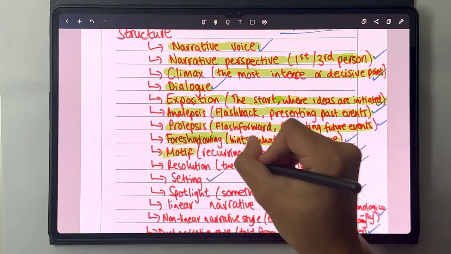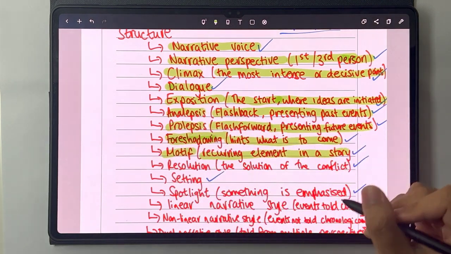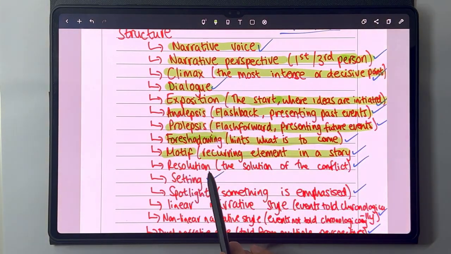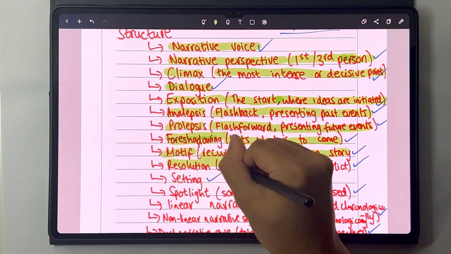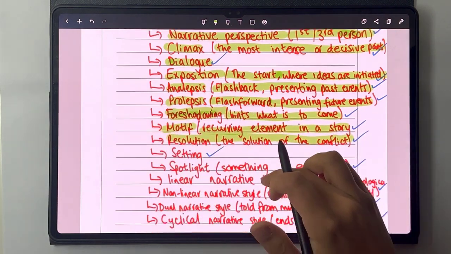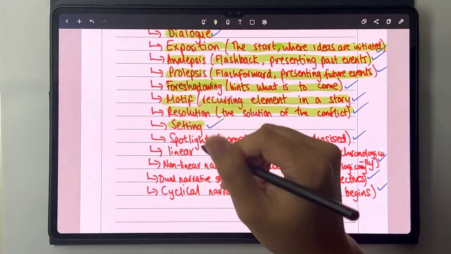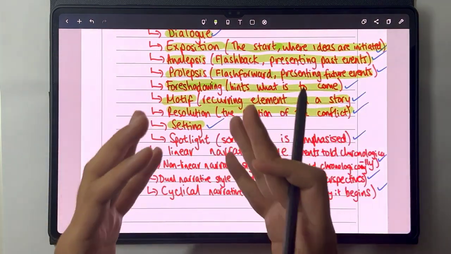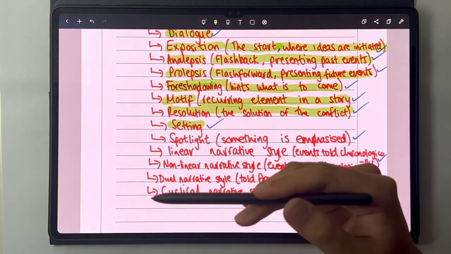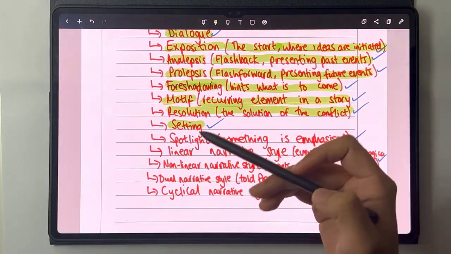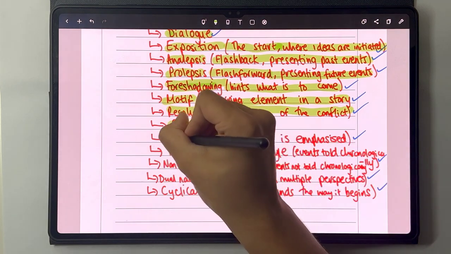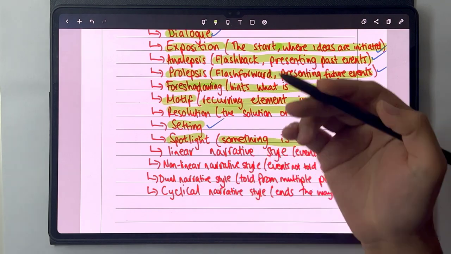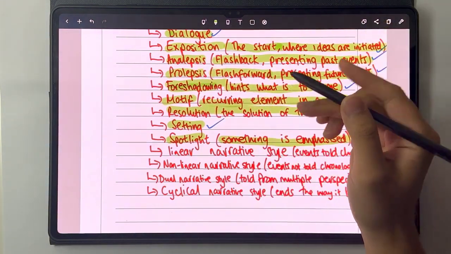Do we have a motif? So a recurring element in a story. So a particular notion that is repeated throughout. We've got resolution. So a resolution is the solution of the conflict. And then we've got a setting. How is the setting introduced? Okay, do we start inside a house and then does it suddenly transition to the outside of the house into the forest? And then we've got spotlight. So is there something which is emphasized? And ask yourself, how does that interest the reader?